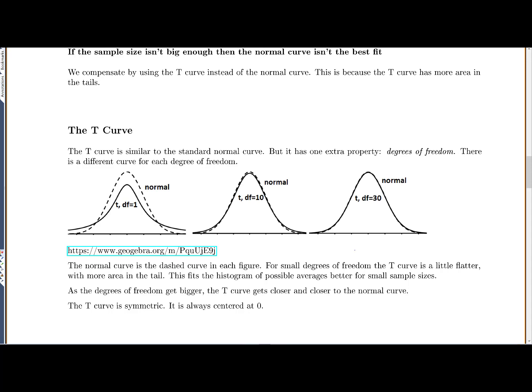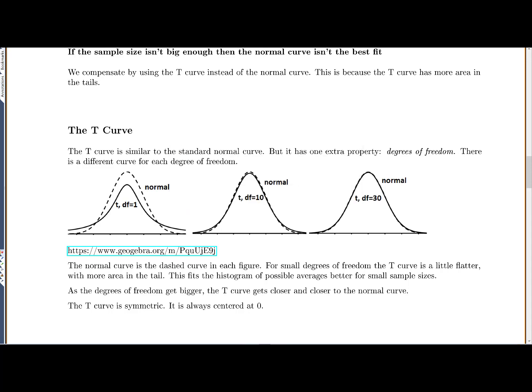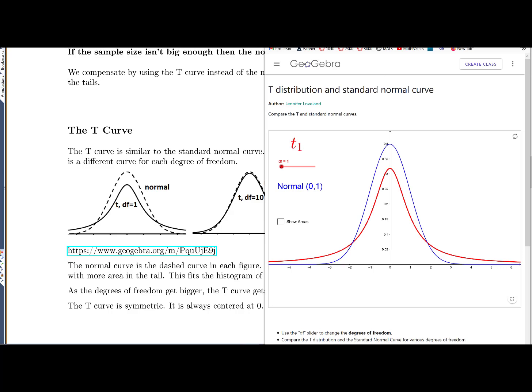Actually, let's go to the website first. On this applet, you can see the blue curve is the normal curve. The red curve is our t-curve. Right now, this is a t-curve with 1 degree of freedom. You can see how there's so much more area in the tails with that red curve. So it's not quite as high in the middle because there's a lot more area in the tails, which makes sense when we have small samples.